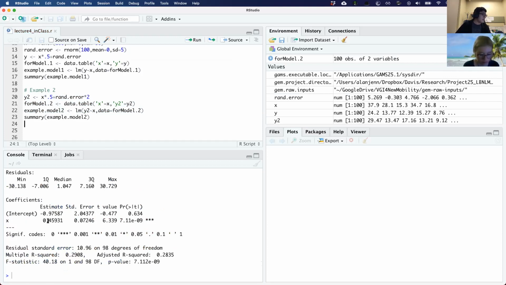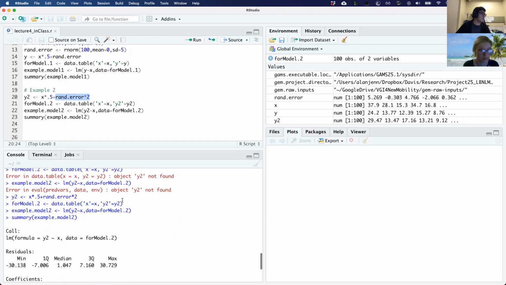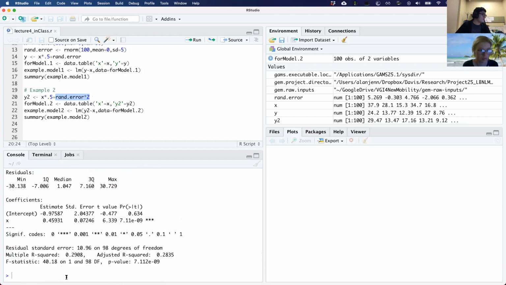And again, similar type of interpretation, right? We know that the true value is about 0.5. This one's a little bit farther. Standard error should be slightly larger, and we can check that. Yeah, it's double, which reflects the fact that the random error term is double the size. Great.